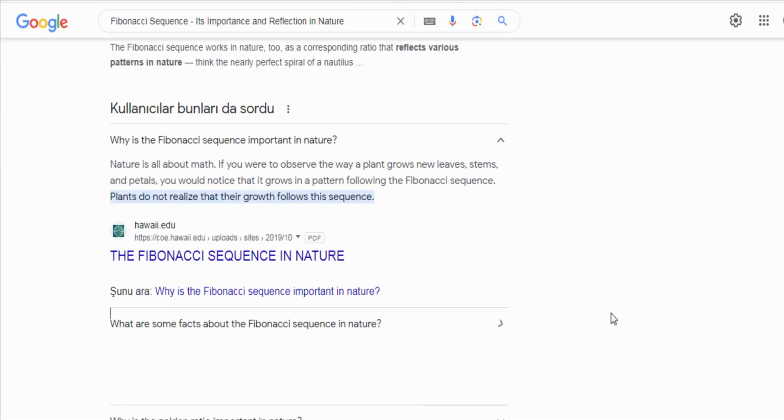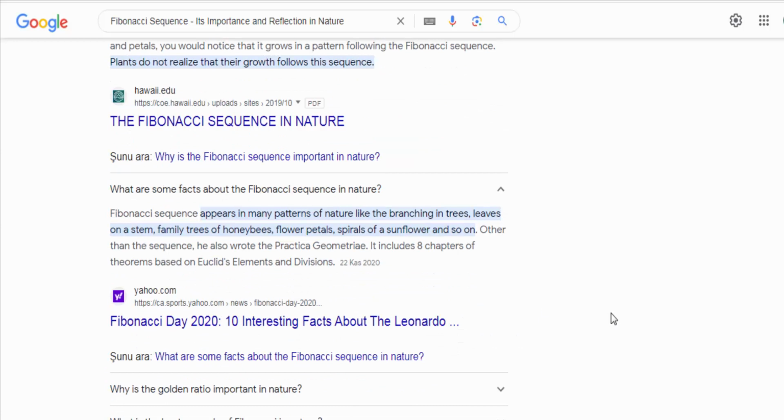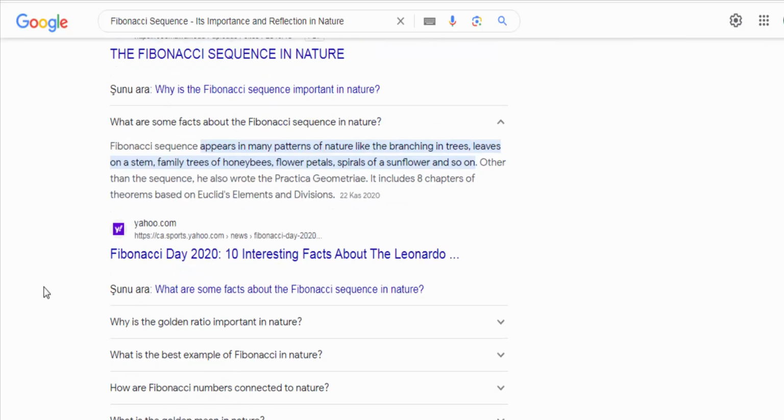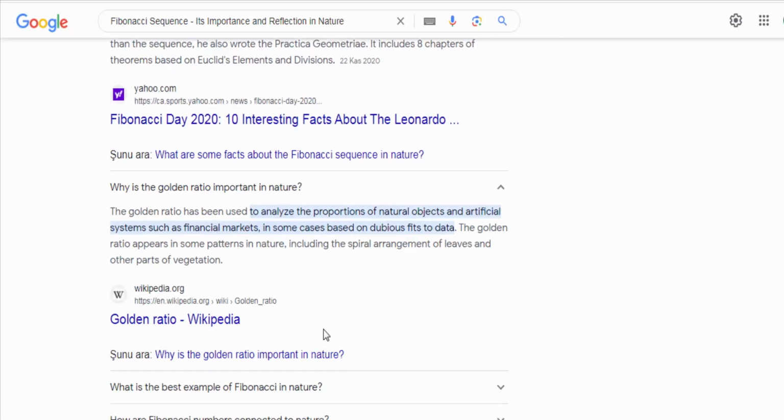Shell spirals. Some shells, such as the nautilus, exhibit spiral patterns that correspond to Fibonacci spirals. The growth of the shell follows a logarithmic spiral, with the proportions based on Fibonacci ratios.